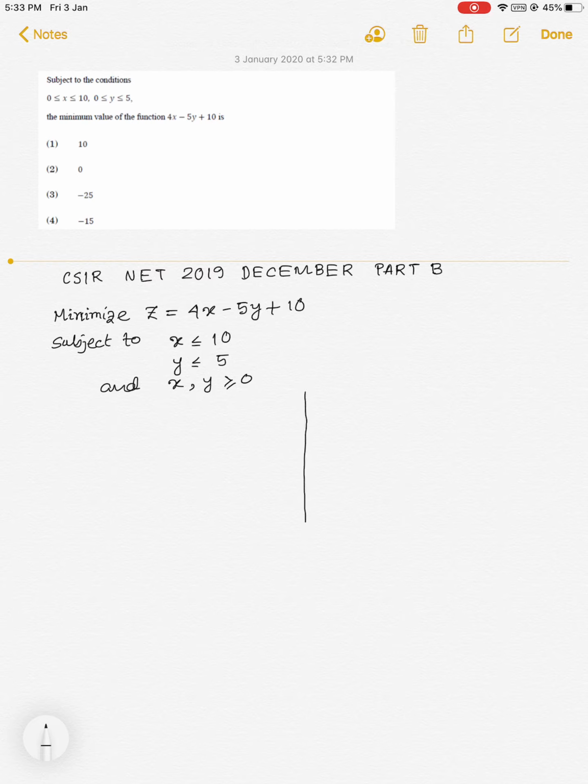For this, we draw two axes. Say this is the x-axis and say this is the y-axis. Then x is equal to 10. Suppose this line represents the x is equal to 10 line, which is parallel to the y-axis, and this line y is equal to 5, which is parallel to the x-axis, is represented by this.